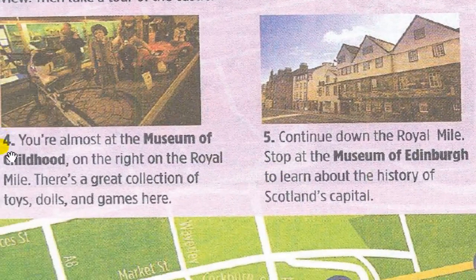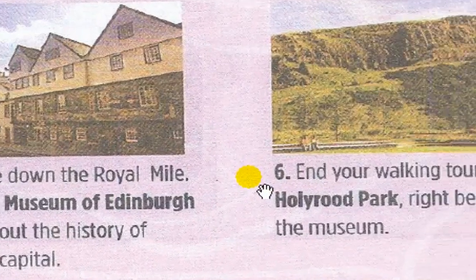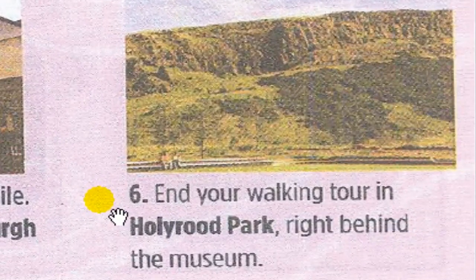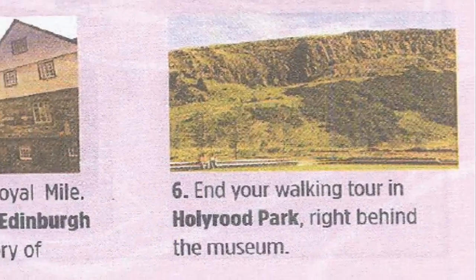4. You're almost at the Museum of Childhood. On the right on the Royal Mile. There's a great collection of toys, dolls, and games here. 5. Continue down the Royal Mile. Stop at the Museum of Edinburgh to learn about the history of Scotland's capital. 6. End your walking tour in Holyrood Park, right behind the museum.